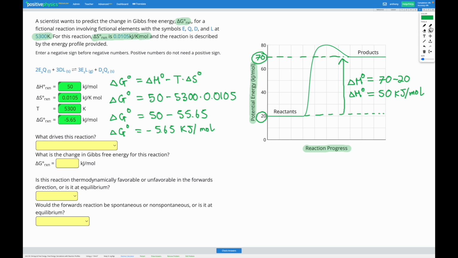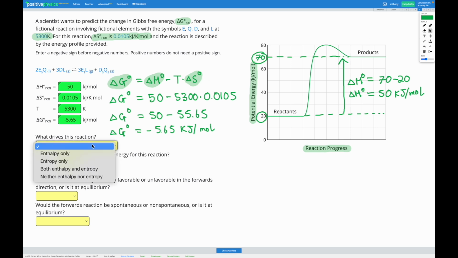What drives this reaction? Now remember, something that drives the reaction is something that makes delta G naught more negative. So that could be that our delta H naught is negative, since that being negative in our equation would make delta G naught more negative. Or it could be that our delta S naught is more positive. Since that being positive, it's then subtracted, that would make delta G naught more negative. In this question, we have positive delta H naught reaction. So that's not contributing to a negative delta G naught. However, we have a positive delta S naught, and when that gets subtracted, that is contributing to delta G naught being negative. So it's our entropy only that's contributing to our reaction.